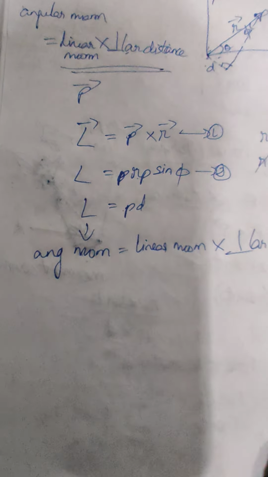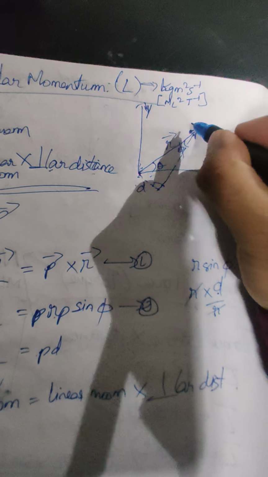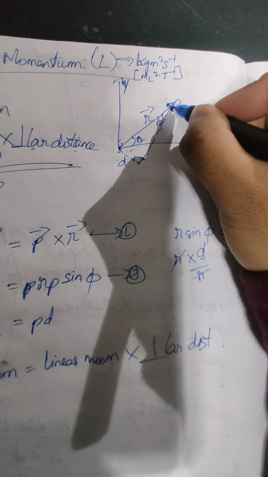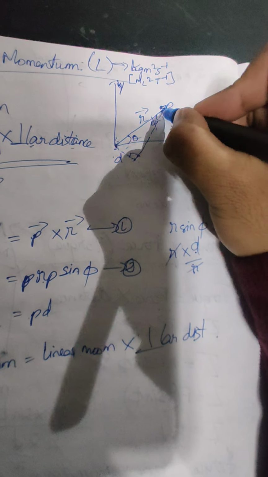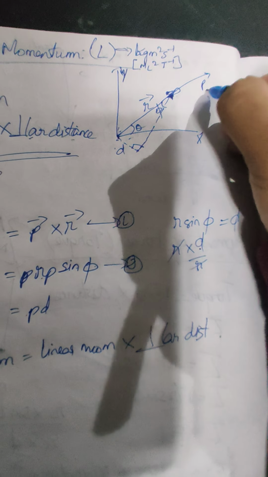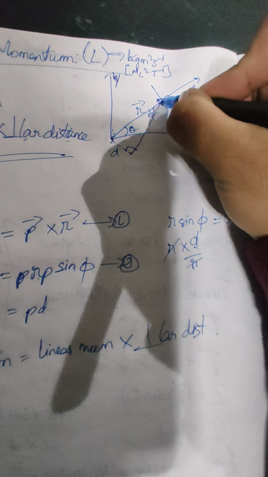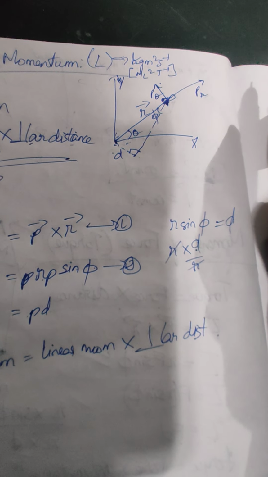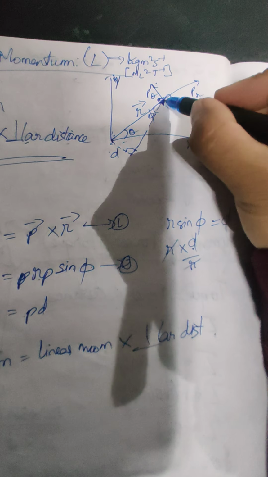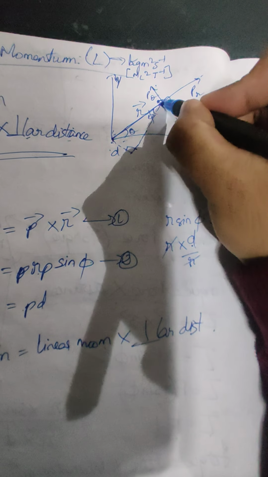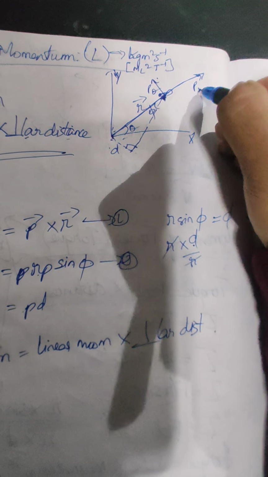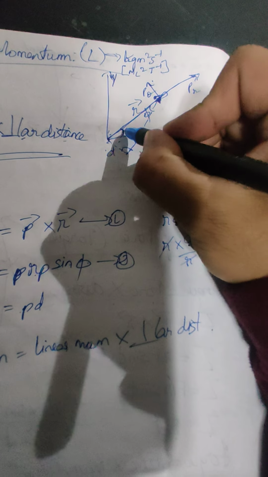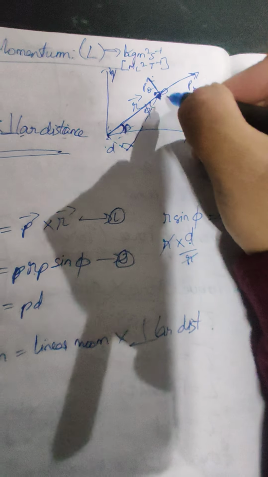Now if the linear momentum at this point P has been resolved again into two components, PR and P theta, in the direction of the increase of R, this is R, so it is increasing in this direction, so it is PR, and in the direction of increase in theta, theta is this direction, so P theta is this one.